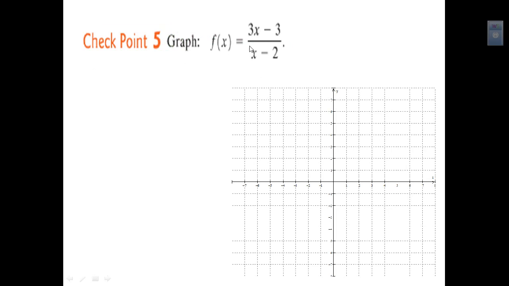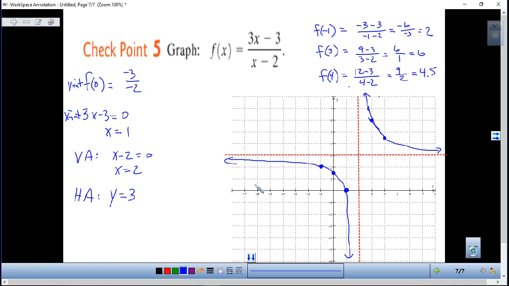All right, I want you guys to pause the video and try to sketch this graph and see what you can come up with. And I'm going to do the work here, show you what the graph looks like, but I want you guys to try it by yourself and then come back and check your work. I'll show you the work, the answer in 3, 2, 1. All right, so here's the answer.